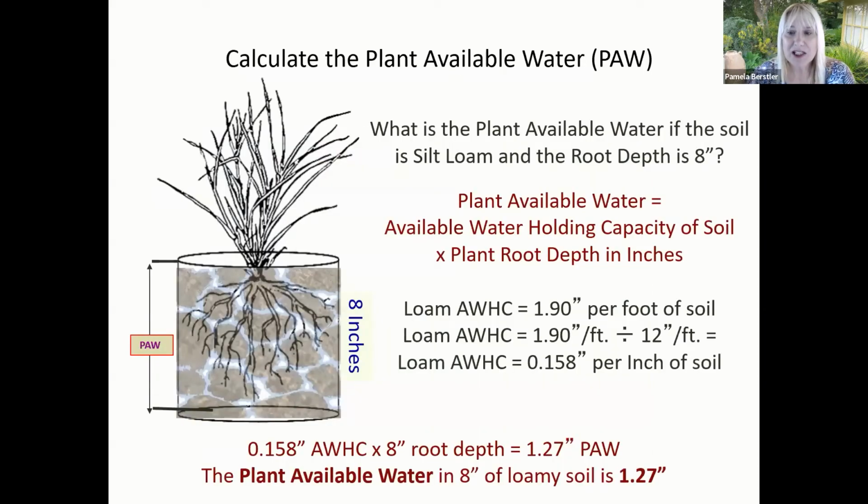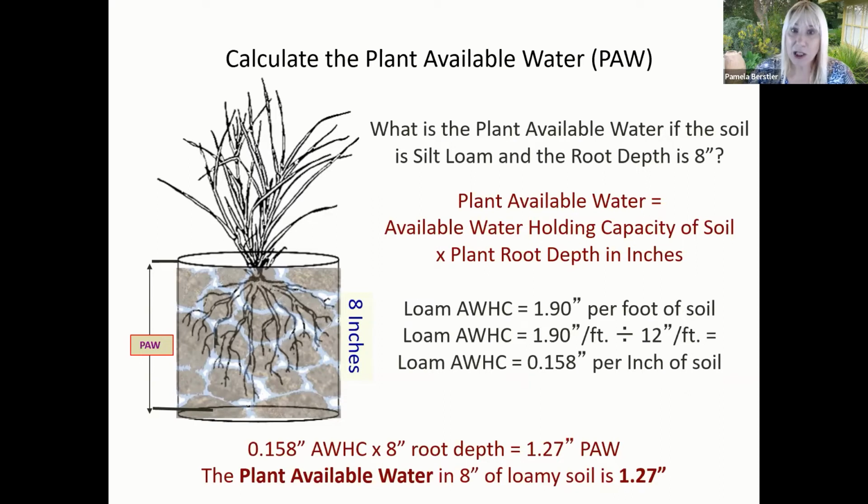All right, so let's just do a couple of plant available water calculations so that you're really comfortable with it. If you have a situation where you have a silt loam soil with a root depth of 8 inches, how much water is available to that plant? Well, plant available water is the available water holding capacity of the soil from the chart converted to inches times the plant root depth in inches.